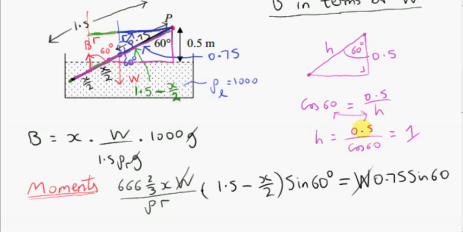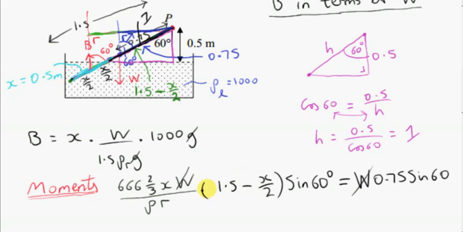Cos of 60 is 0.5, 0.5 divided by 0.5 is 1. So now we have the length of the non-immersed part of the rod. This part here is 1 meter. So the part that's immersed is 1.5 minus 1, which is 0.5. So this part here is 0.5 meters. So that's x.